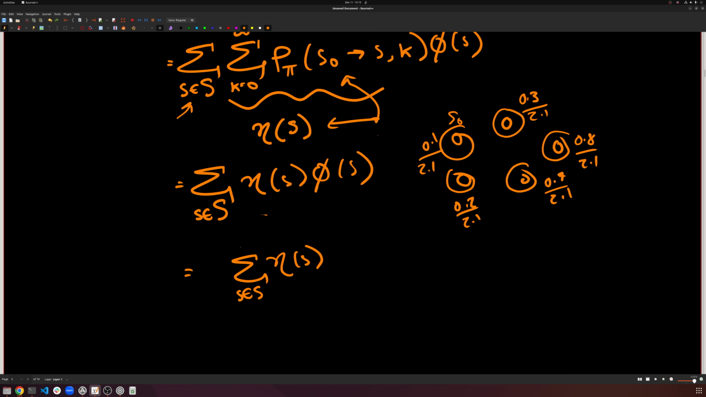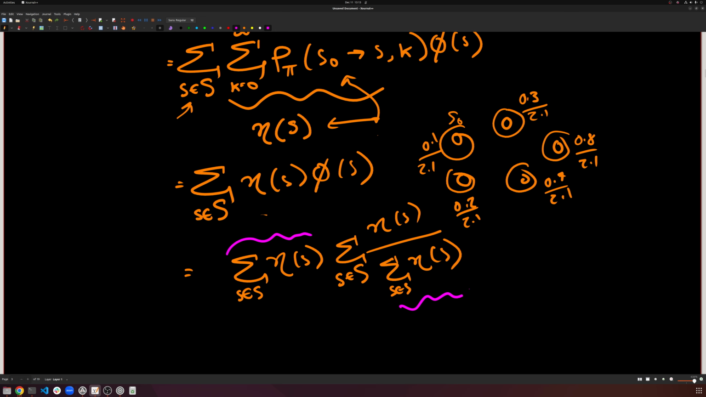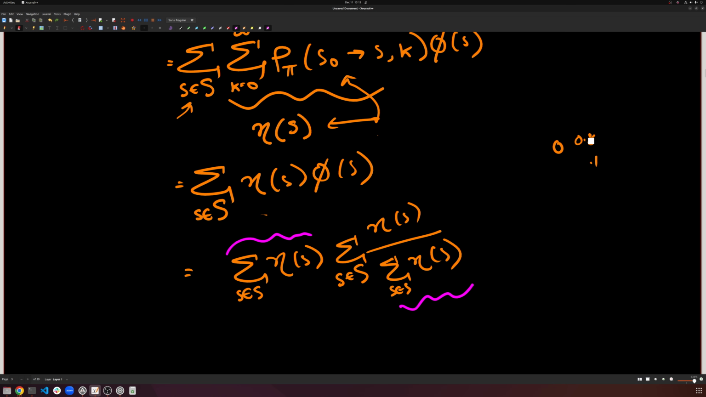Here's the sum of all of those things: 0.1 plus 0.3 plus 0.2 plus 0.7 plus 0.8. Then we multiply by the other sum, the sum over s element of S, and divide by that same sum. Because we multiplied by something and then divided by the same thing, we're not breaking any rules. That's it. We're simply normalizing it, so our total probabilities add up to 1.